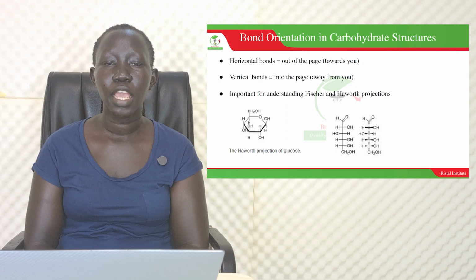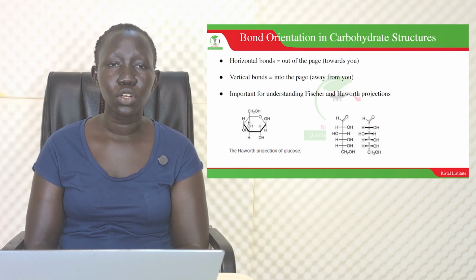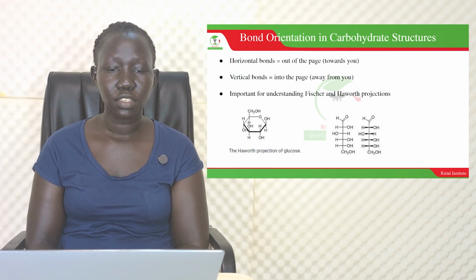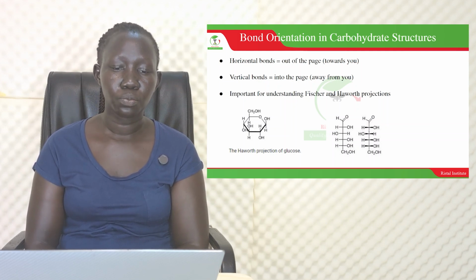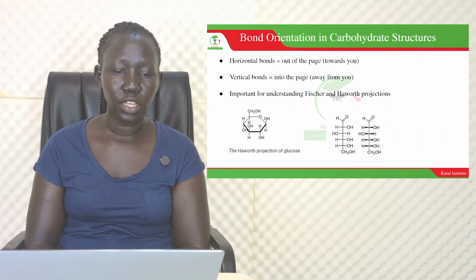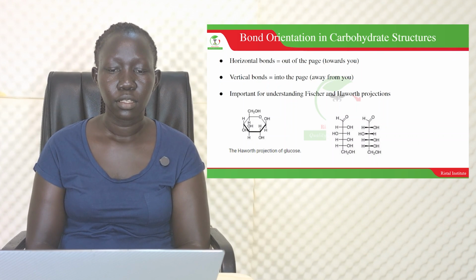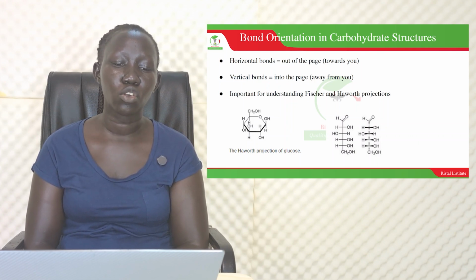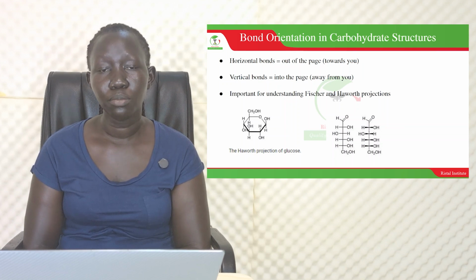Bond orientation in carbohydrate structures. We have the horizontal bonds that exist facing out of the page or towards you. And then we have the vertical bonds that face into the page or away from you. And this is important for understanding the Fischer and Haworth projections. As we can see in these two diagrams, the Haworth projection of glucose, we have those hydroxyl groups that face towards you or out of the page, and we have those vertical bonds that face into the page or away from you.